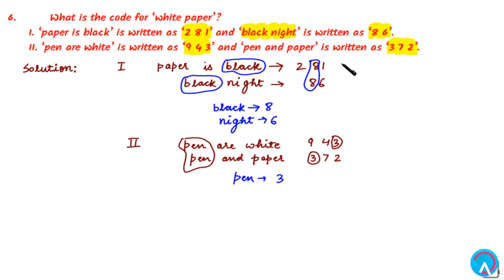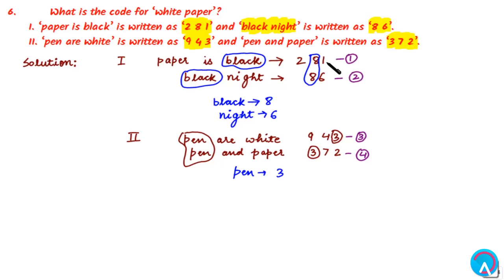And for the sake of convenience, let me just number these equations. So we can call this as first, this as second, this as third, and this as fourth. And if we look at equation 1 and equation 4, here we have paper is black and here we have pen and paper. So we can see that paper is common between the two.